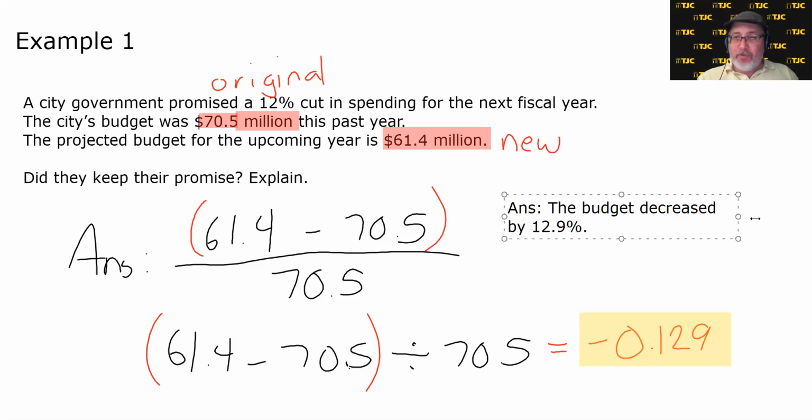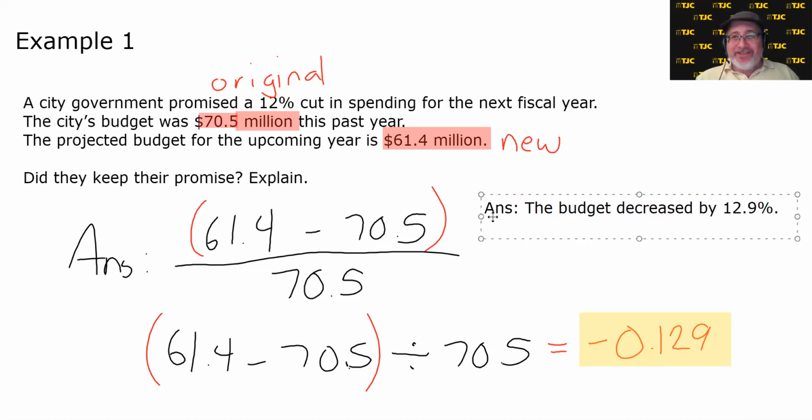So, did the city keep their promise? Well, you could argue no because they said 12% and it's 12.9, but let's look at it from a realistic perspective. You're a voter, you voted for them, they said we're going to cut it by 12%, and they cut it by 12.9%. Are you happy? Did they keep the promise? Of course they did. We cut it by 12% and even more. So the city kept their promise because it was a 12.9% decrease in the budget.